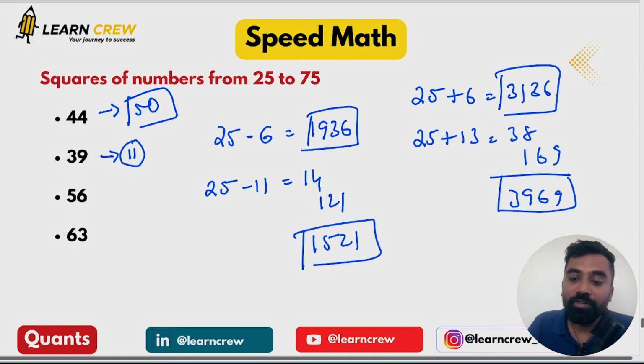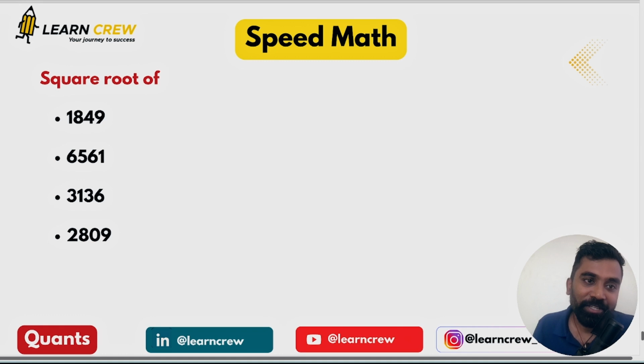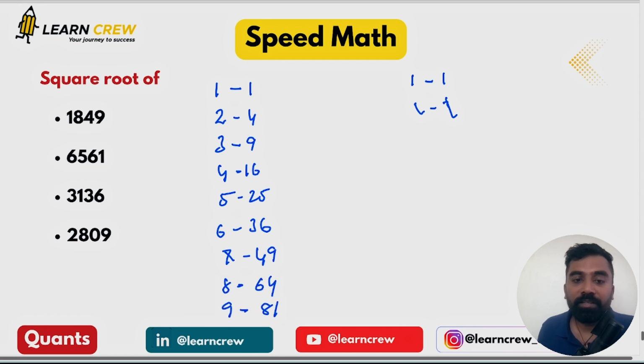Okay. So I hope there is no confusion up to this point. One last trick for the day: square roots. Whenever you want to find square roots, just remember: 1 square is 1, 2 square is 4, 3 square is 9, 4 square is 16, 5 square is 25, 6 square is 36, 7 square is 49, 8 square is 64, 9 square is 81.